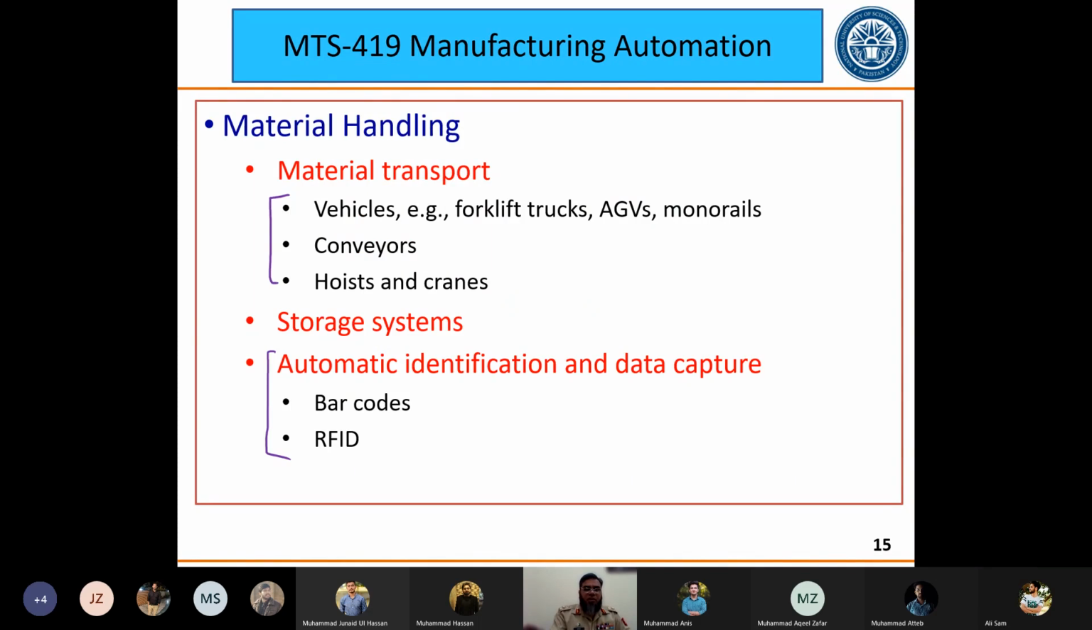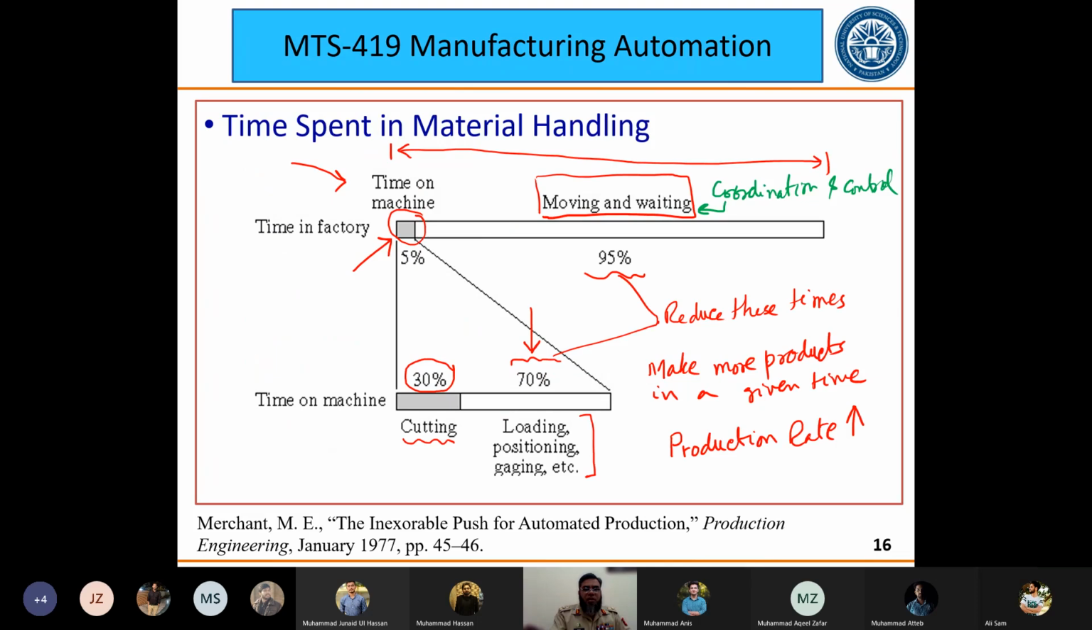We have talked about material handling, so I'm not going into detail here. This is an important diagram or slide which you should remember. This is the research carried out in 1977, which tells us how much time is spent in material handling. Since we are talking about material handling, let us see this line first. This is the total time.